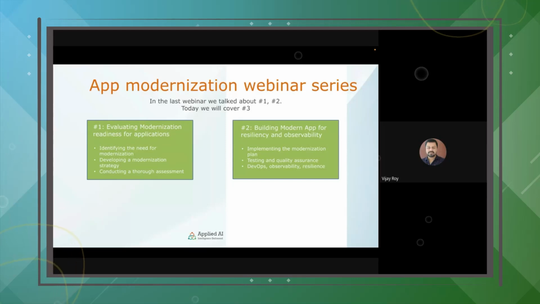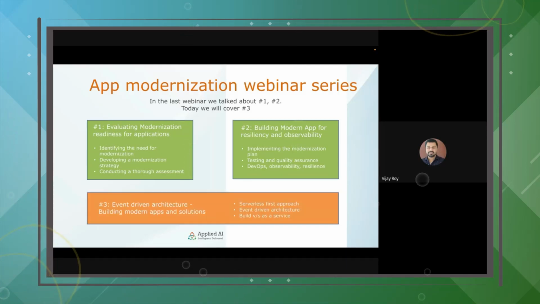We spent more than 30 minutes in the last webinar talking about building modern apps for resilience and observability, where we touched upon three of our customer scenarios for each of the rehost, replatform, and refactor scenarios. And we talked about one scenario where we decided not to go ahead with modernization because they were not yet container ready.